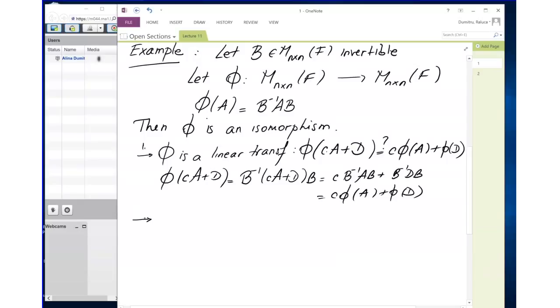But to be an isomorphism, it has to be also invertible. Now, invertible means both one to one and onto. However, we've seen a while ago that if the two vector spaces, the domain and the codomain, have the same dimension, then one of them is enough. And those spaces clearly have the same dimension because they are one and the same, matrices over F. So it is enough to check one of them, one to one or onto. I'll just check that phi is one to one.